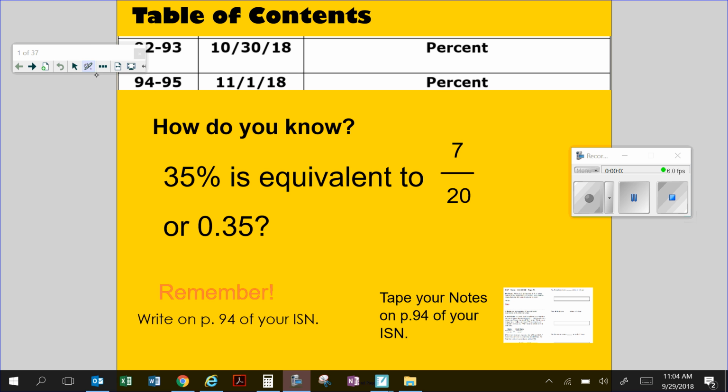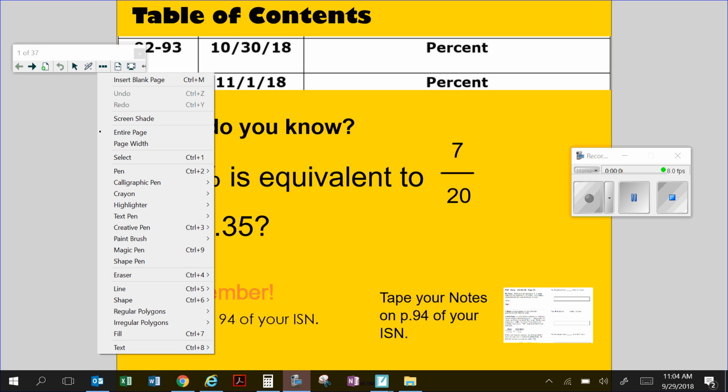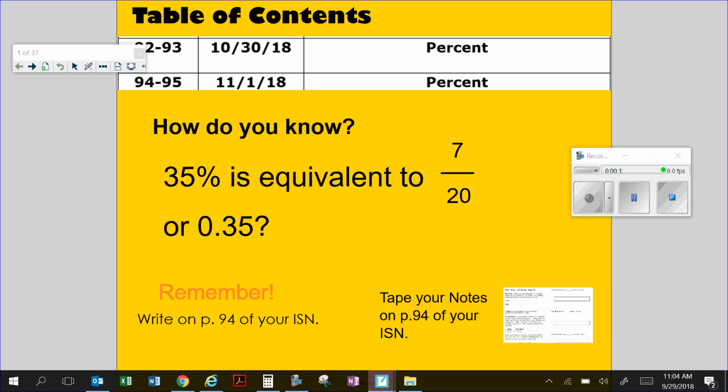Today's lesson is over percent. This is pretty much the third day of part 3 of fraction, decimal, percent. So how do you know that 35% is equivalent to 7/20 and that is equivalent to 35 hundredths?